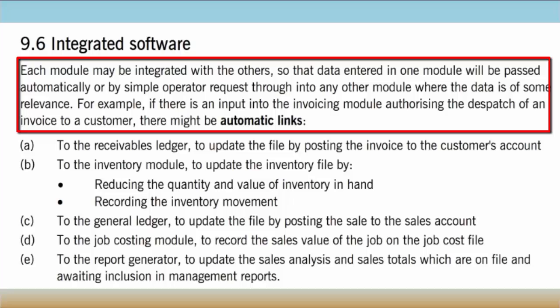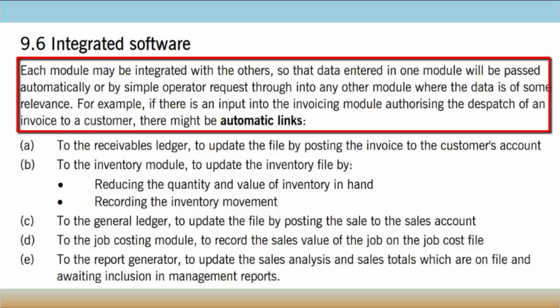Integrated software is like building fast roads and smart traffic lights between those areas. When you enter information in one place, the software passes it automatically to the other places that need it. You enter once, and the system updates everywhere that is relevant. No retyping, no delays, fewer errors. The heartbeat: one action creates many correct updates.